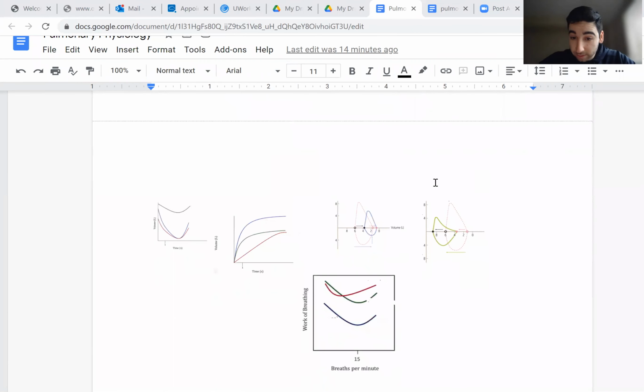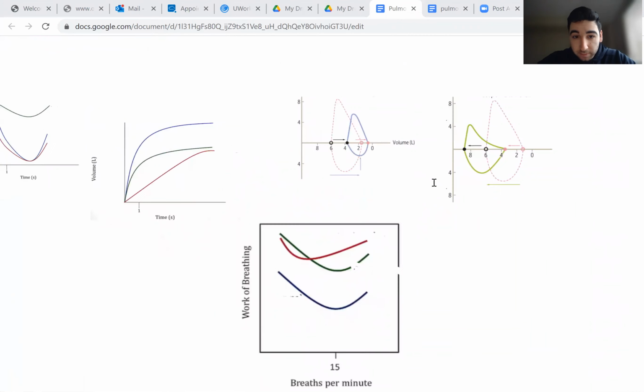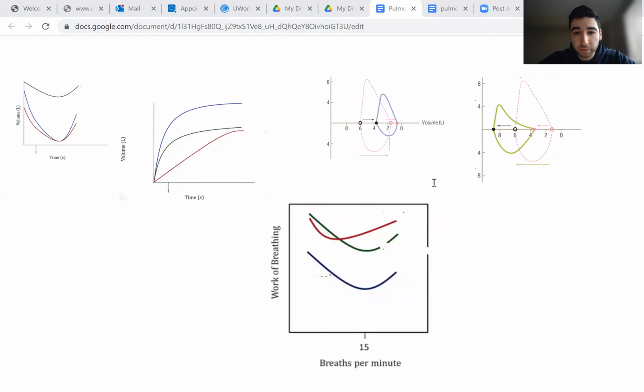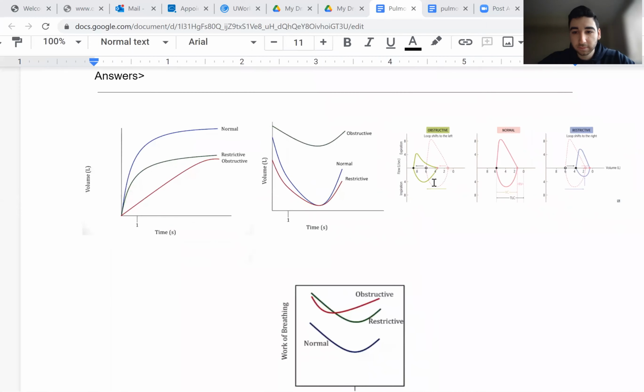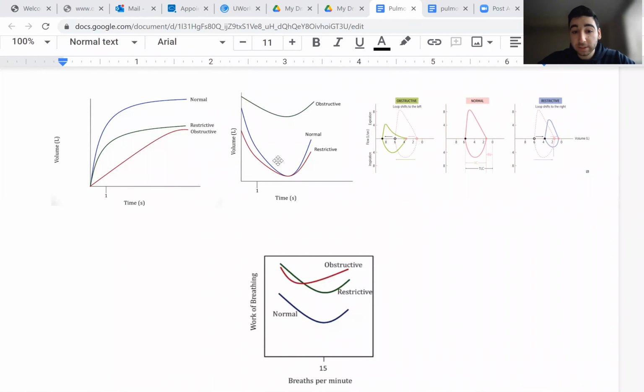Here's a pop quiz. These are all the graphs we talked about, and I want you guys to label which lines are restrictive diseases and which lines are obstructive diseases. And after you pause the video and label them, here are the answers for you. And that's it. If you guys understand this, any graphical physiology question, you'll be able to get right.